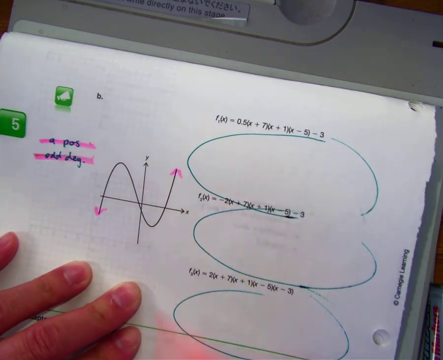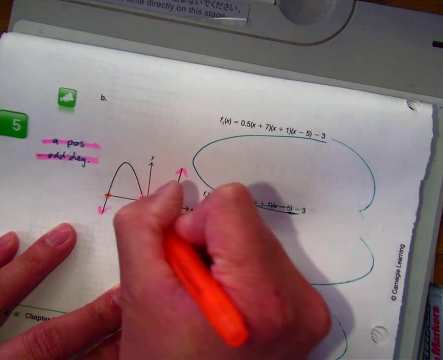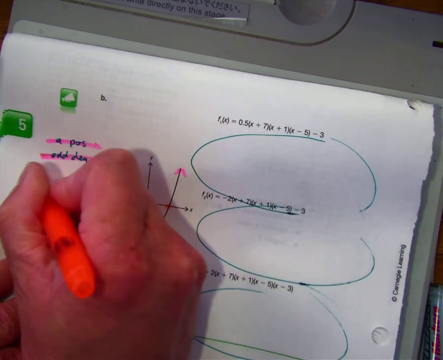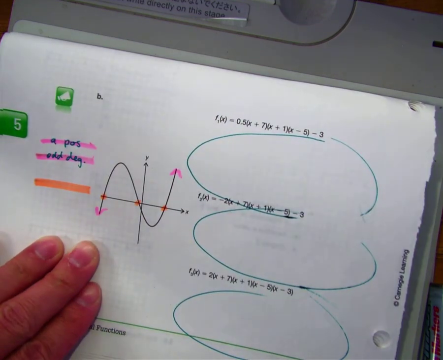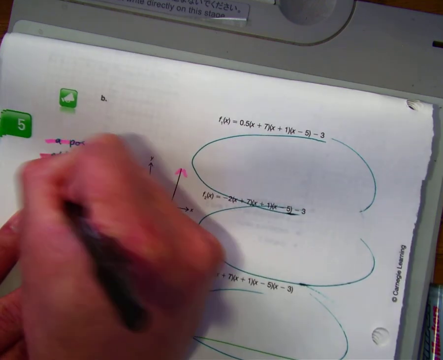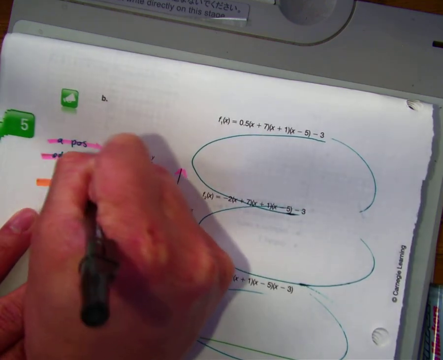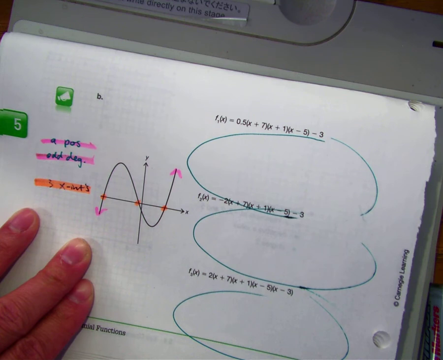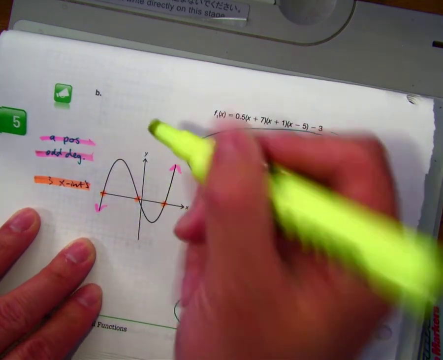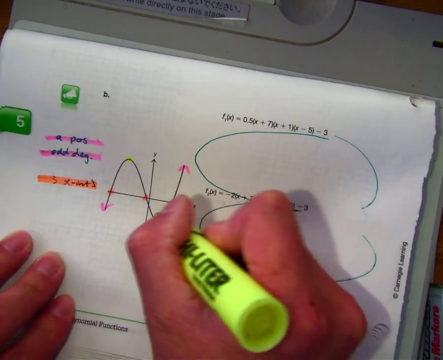Count the number of x-intercepts with me. You ready, set, go? 1, 2, 3. Let's count the number of extrema. Ready, set, go? 1, 2.